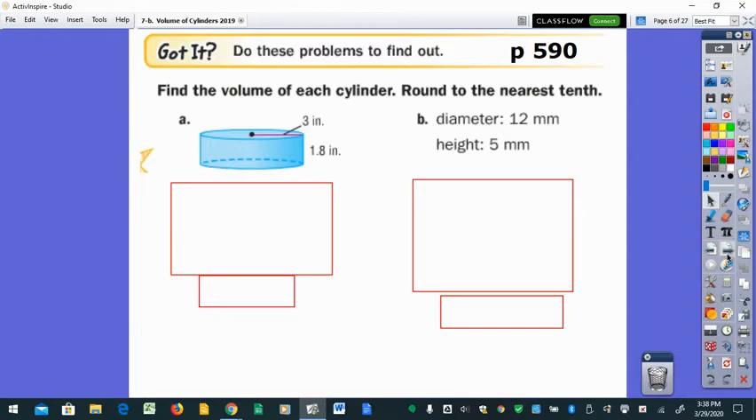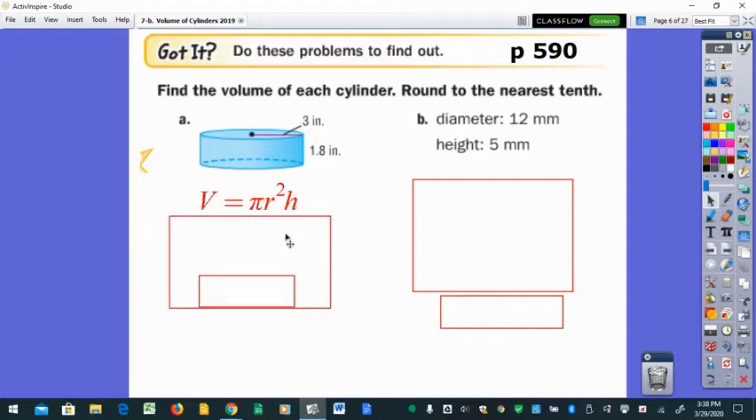So here are two different cylinders, and I would pause the video right now and see if you can find the volume of each of these cylinders. Make sure your exact answer is part of your work, and then in the end, round to the tenth, which means there should be 1 decimal in your final approximate volume answer. Okay, now that we're back, let's see how you did.